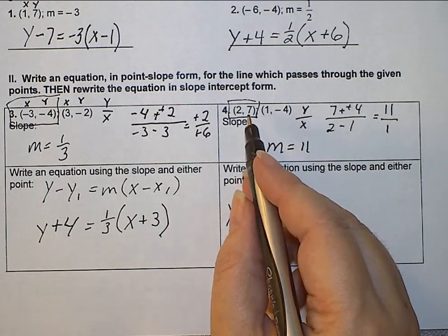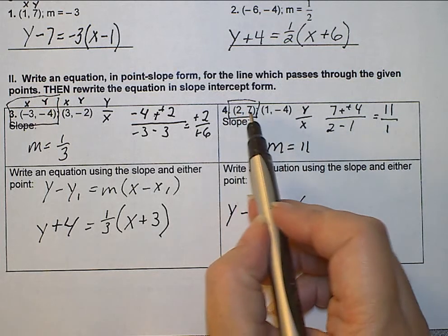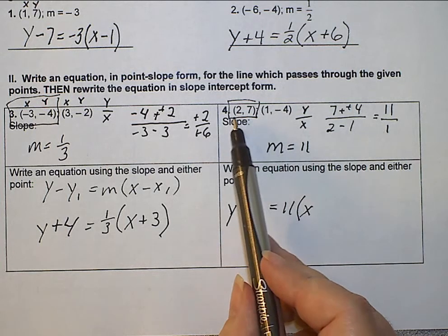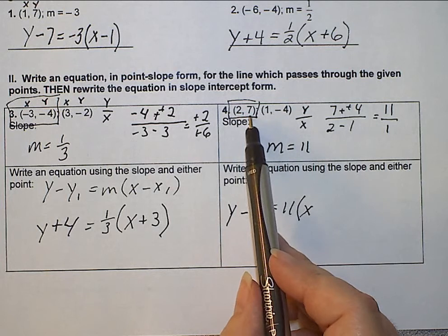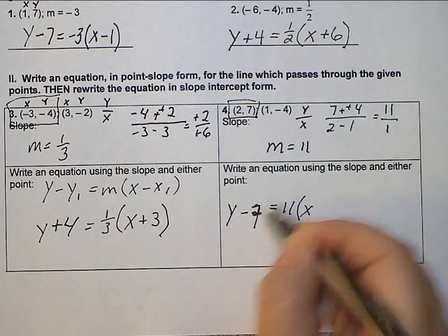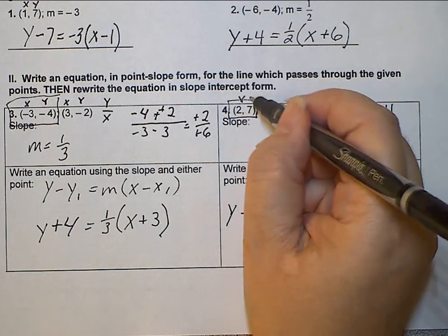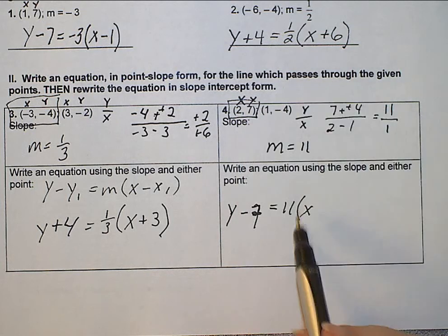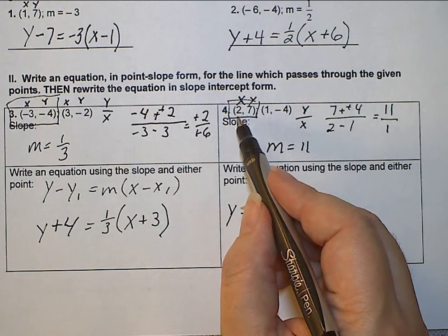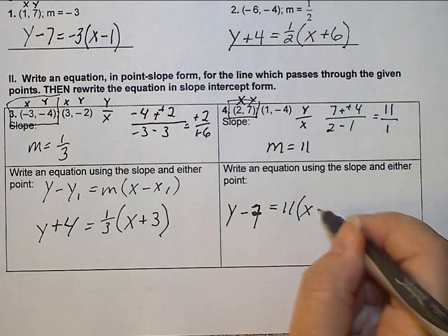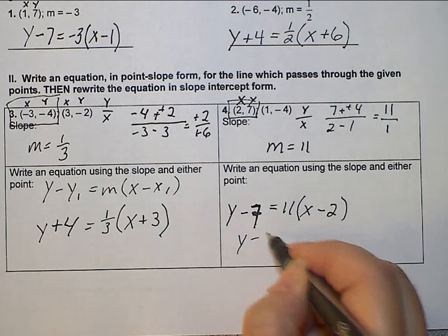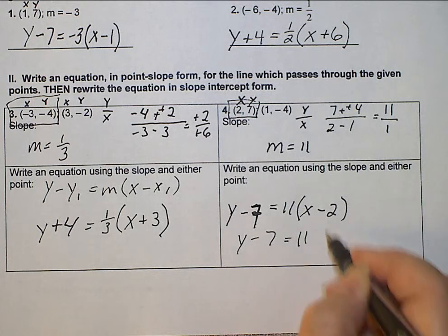Which one's my y value? Is 2 or 7 my y value? 7. So this one should be with the 7 because that's my y value. What's then my x value is here, and it's opposite. Negative 2. So we have y minus 7 is equal to 11 times x minus 2.